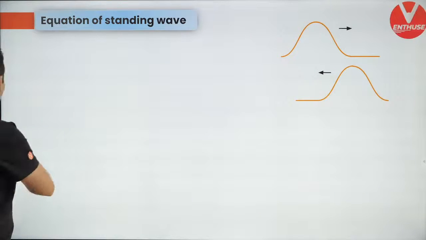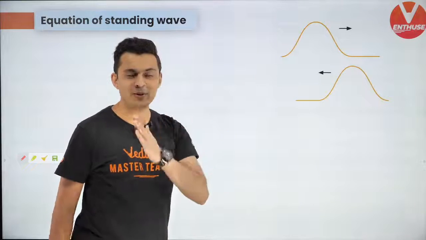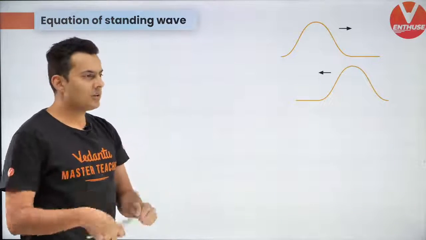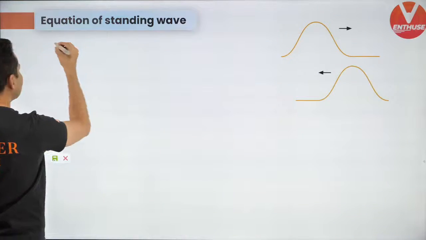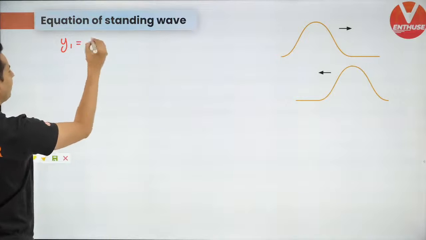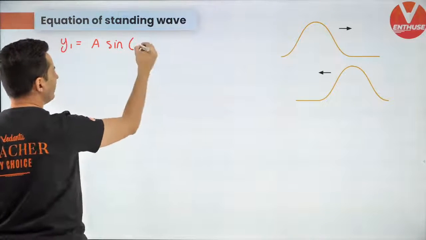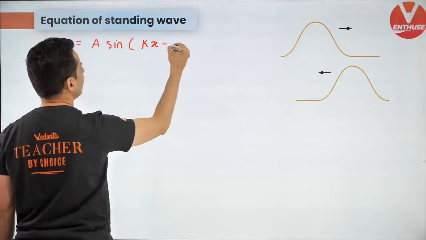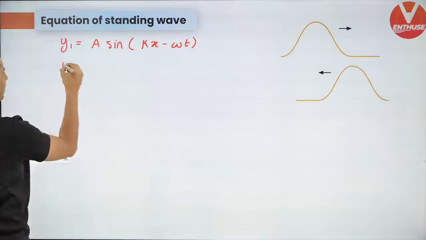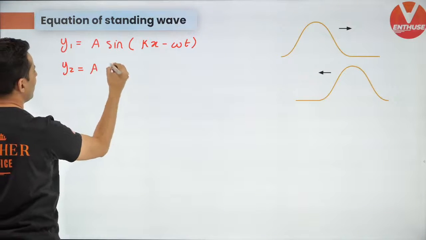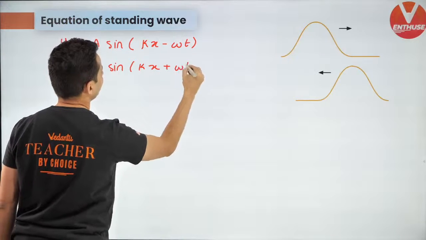Now, what is the equation of a standing wave? Well, we have seen the equation of a wave before this. Let's say you have a sine wave traveling from one side to the other, like this one. The equation of that wave will be A sin(kx minus omega t), because it is going towards the right side. Whereas a wave coming towards the left side will have the equation A sin(kx plus omega t).